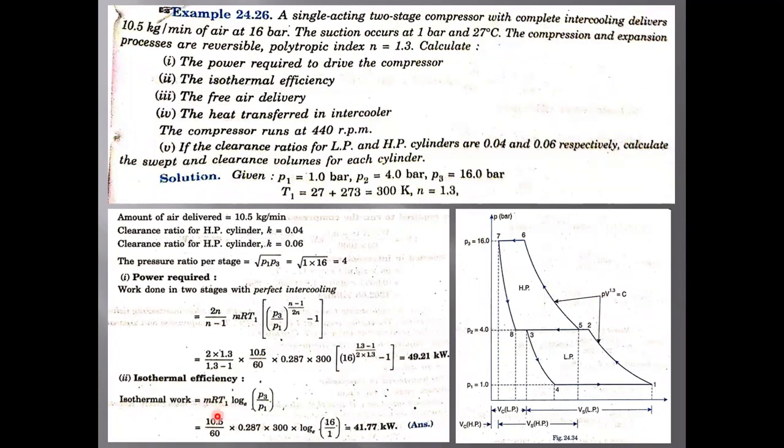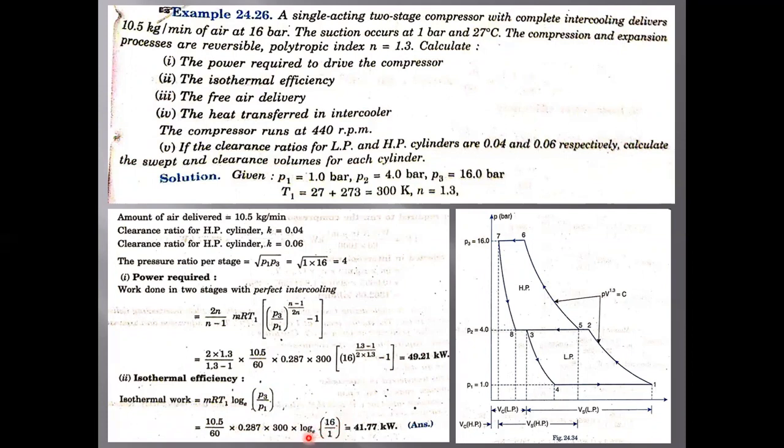Okay, so the m value is given as 10.5 kg per minute, so per second we need to take it, and the R value we already know, and the T1 value we already know, and log e of P3 by P1. So what is P3? 16 bar, which we already know, the delivery pressure, and initial pressure is 1. Okay, so log e, how to calculate the value of log e? In the calculator you will have ln. Okay, ln of 16 by 1.